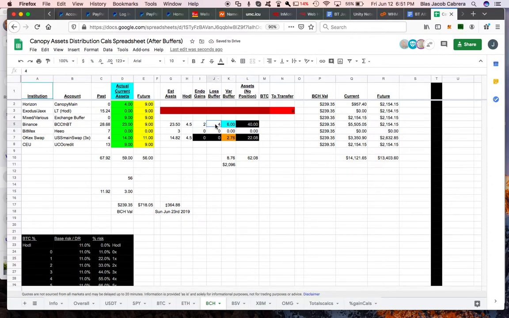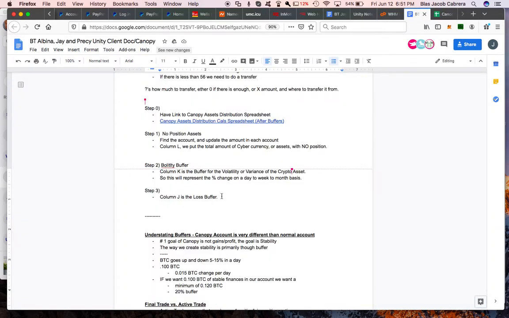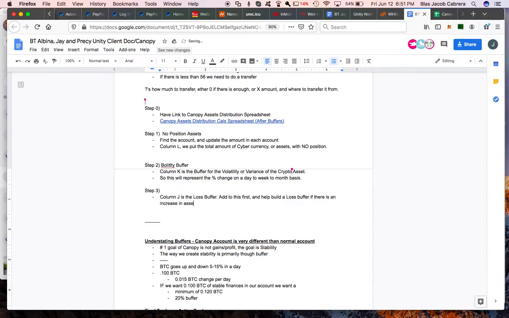Our loss buffer is not changing. Our loss buffer is actually the first thing that we're dealing with actual stability. So the loss buffer is where we actually start dealing with stability. Nothing before the loss buffer is stable, right? So this is the very beginning of stability, and it's kind of like our buffer between stability and non-stability. We want to add to this first and help build the loss buffer if there is an increase in assets.